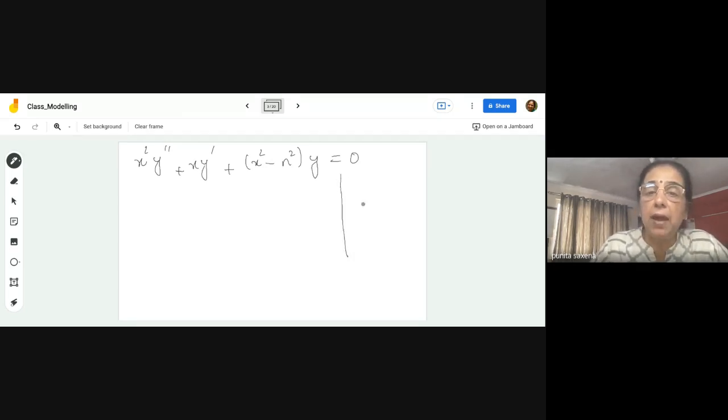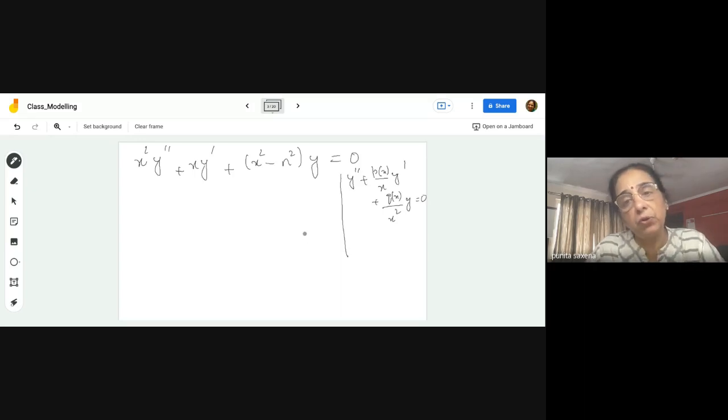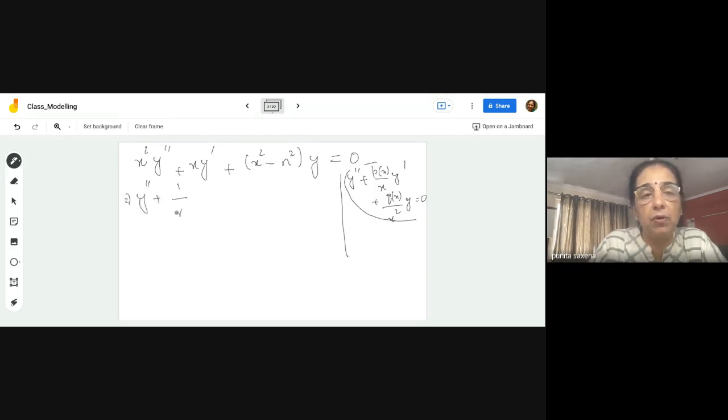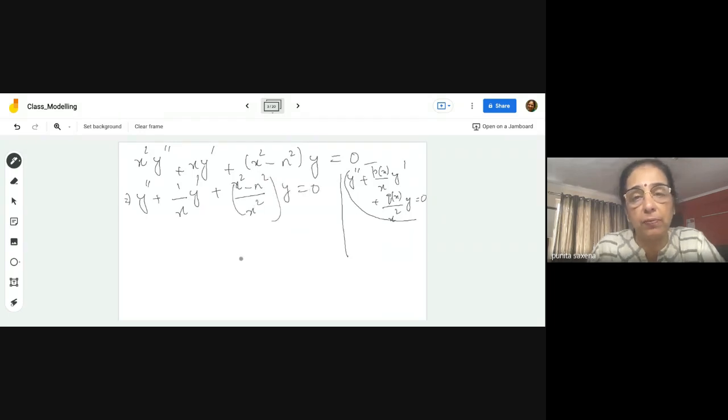Now, in the back end, keep this differential equation in your mind: y double dash plus p(x) upon x y dash plus q(x) upon x square y equal to 0. That means the moment we have to test whether it is a singular point or a regular singular point, we just reduce our differential equation in this form. So I can write this as y double dash plus 1 upon x y dash plus (x square minus n square) upon x square y equal to 0. Now compare this differential equation with the standard form and identify your p's and q's.